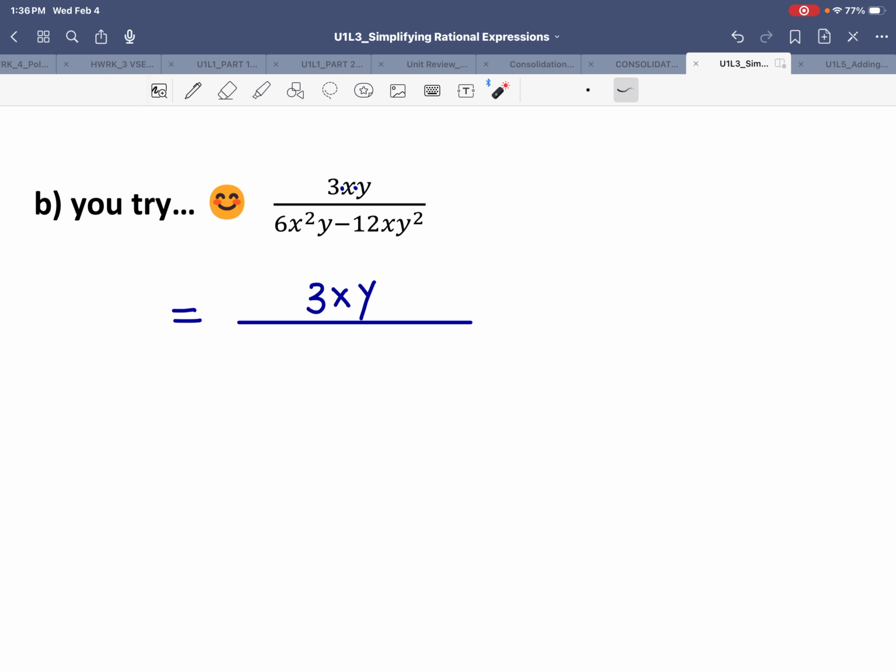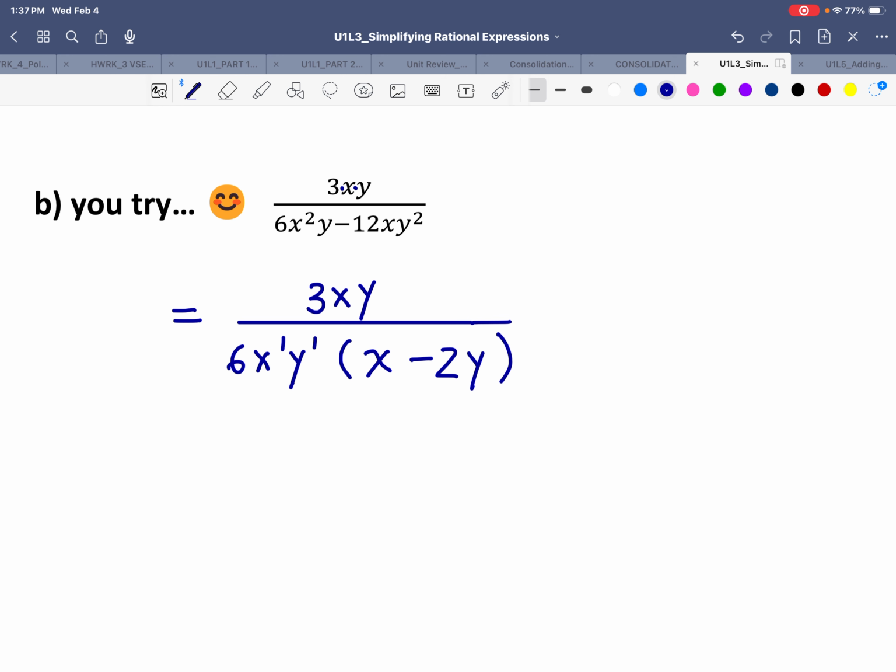Denominator. For 6 and 12, we have 6 common. For x squared and x to the power 1, we have x to the power of 1 common. For y and y squared, we have y power 1 common. So then we'll have just x left from the first term, right? See, when you multiply back, you get the same thing. And here we have 2. We have x and y common, so y is going to be left inside.